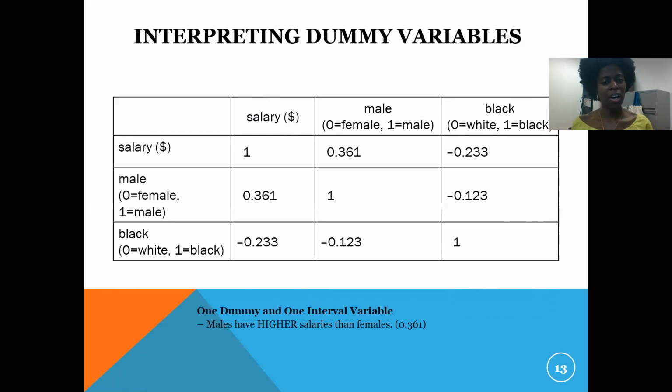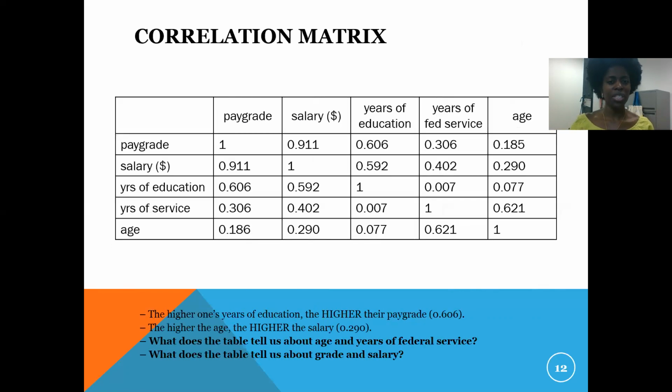Do we say the higher the male, the higher the salary? Because that's kind of how we talked about two interval variables. We said the higher the age, the higher the pay grade. The higher the years of service, the higher the pay grade, right? The higher the education, the higher the pay grade. The higher the salary, the higher the pay grade. It was very simple, right? We didn't have to say as it goes from 10 years of education to 11 to 12. We just said the higher because this is a positive relationship. The higher it is, the higher our pay grade.